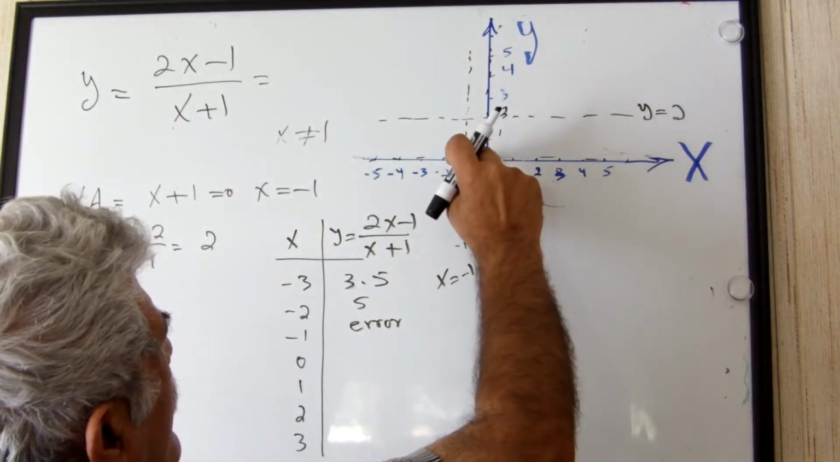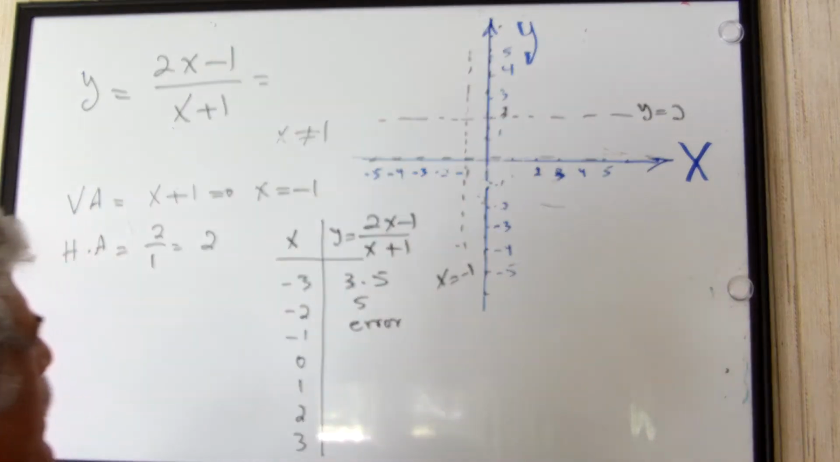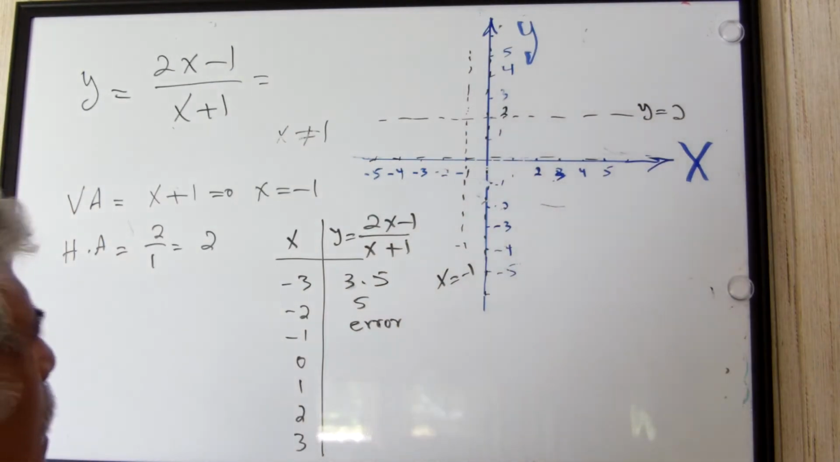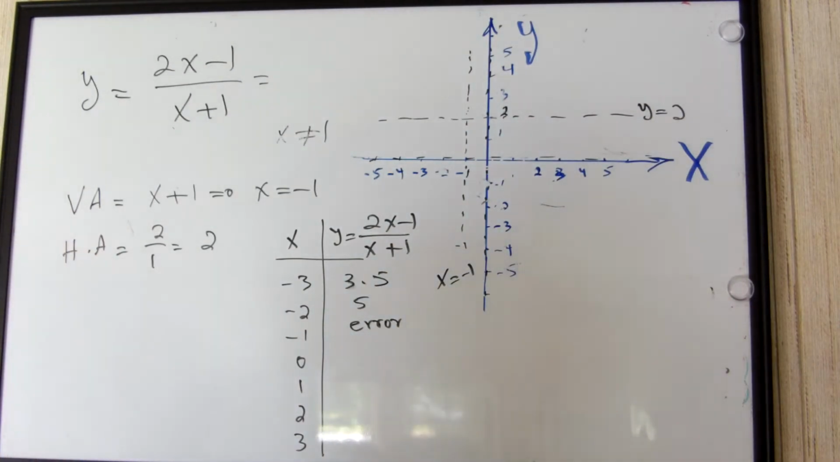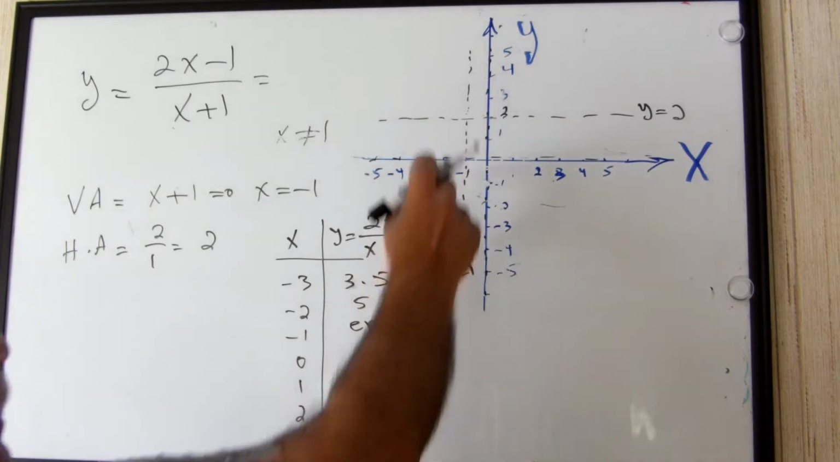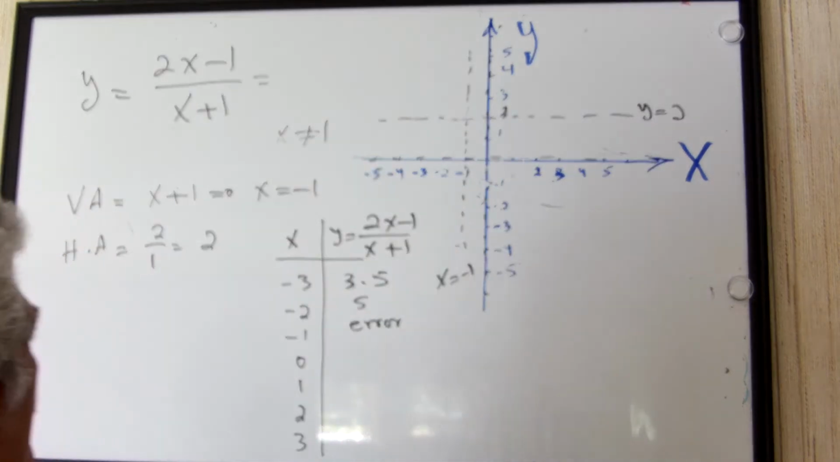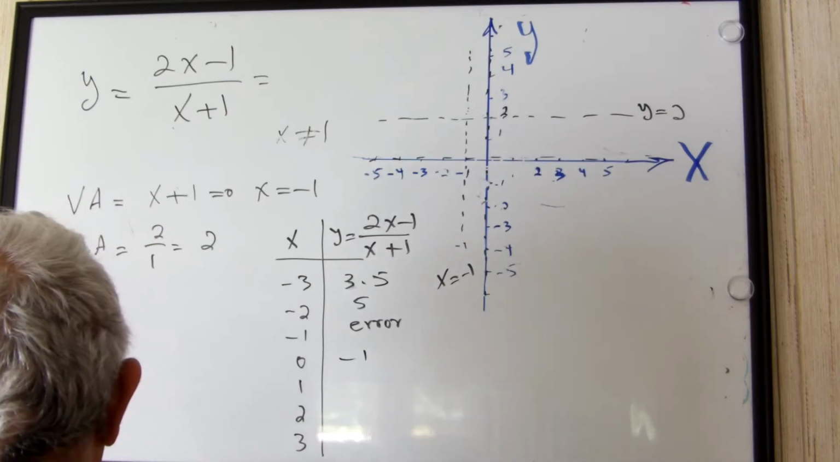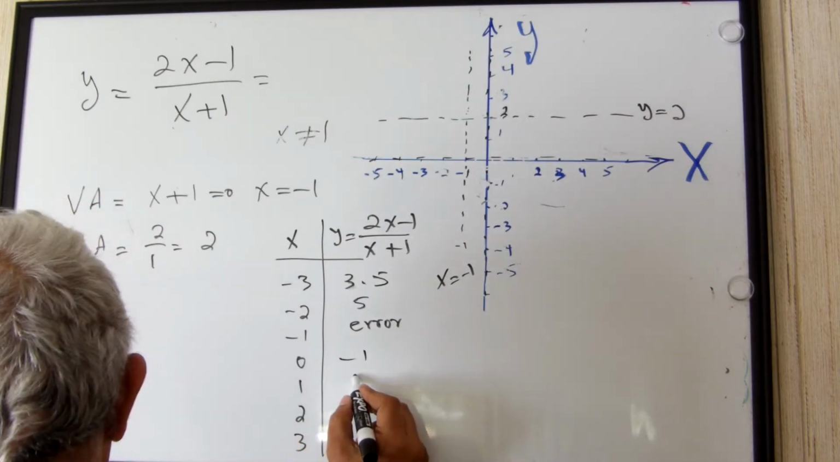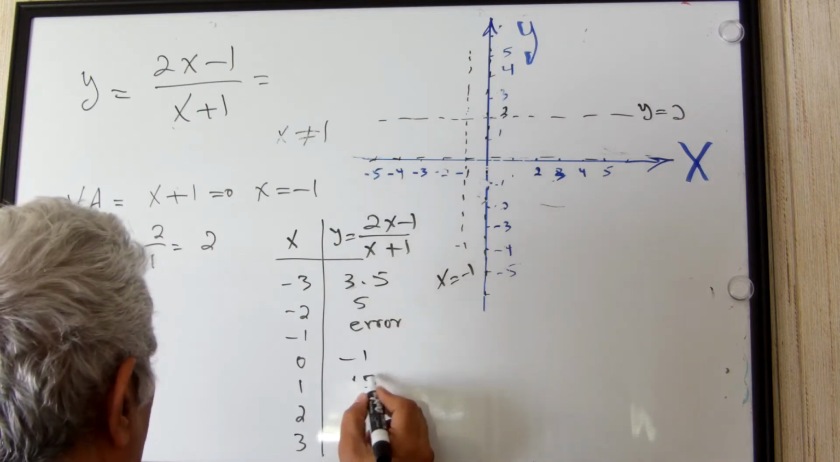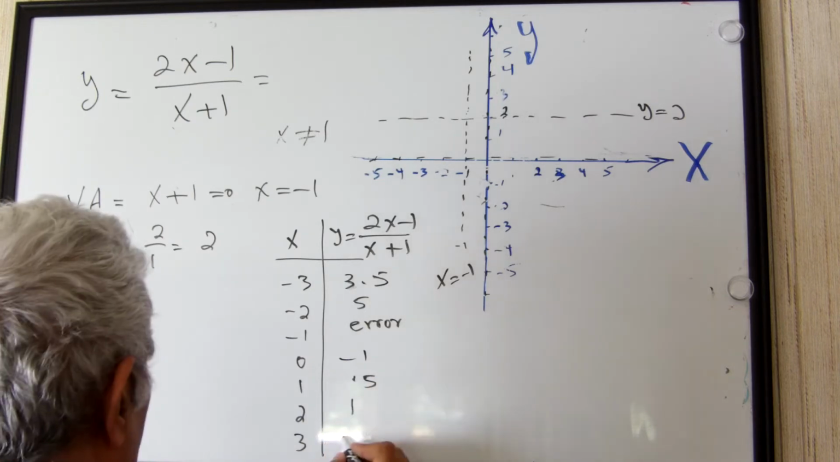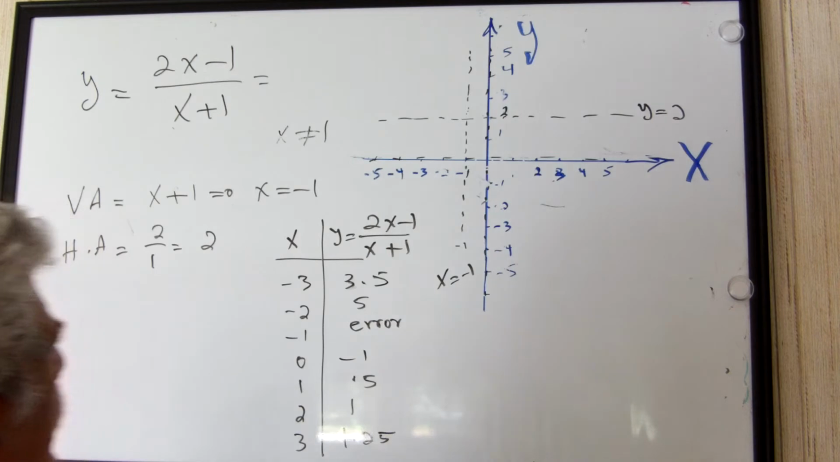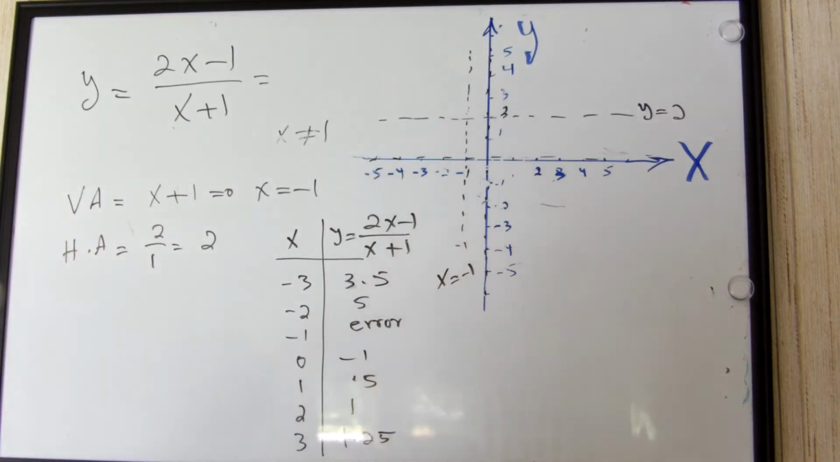If x is -1, it's going to be infinity. It never reaches it; it approaches that vertical asymptote. At 0 we are going to have -1, at 1 it's going to be 0.5, at 2 it's going to be 1, and then 1.25. So we find some numbers here.